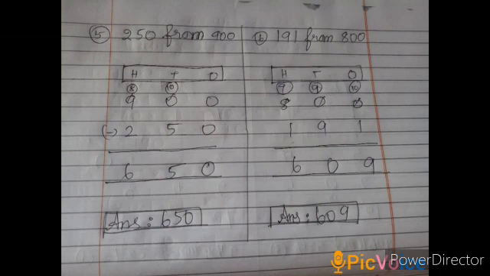Now do the subtraction. 10 minus 1, 9. Tens place 9 minus 9, 0. Hundreds place 7 minus 1, 6. The answer is 609. That's it children.